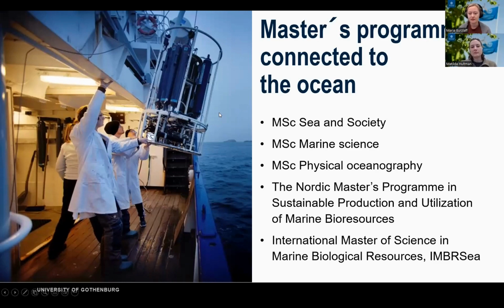Our university offers several international master's programs related to the ocean. The marine and maritime research at the university is prominent in several research fields, and all teaching is done by active researchers. This provides a solid foundation for students in a way that is unique in the Swedish context.